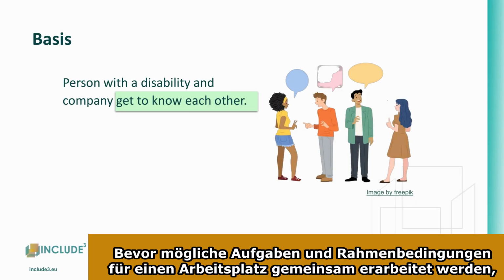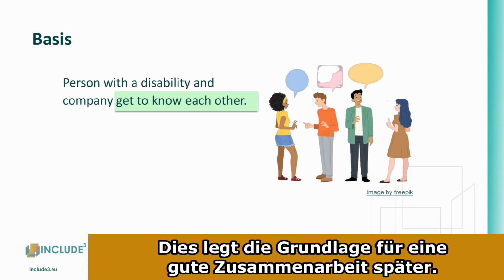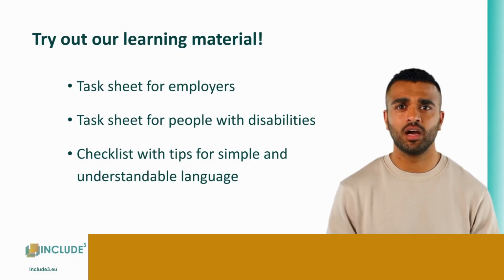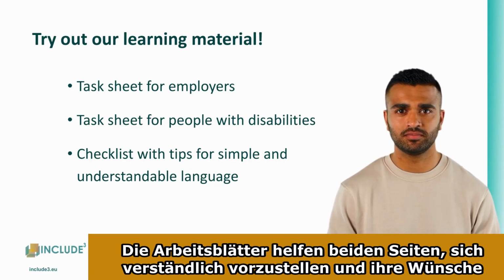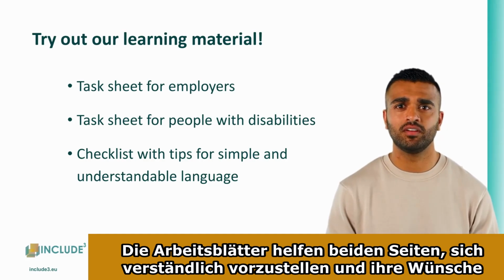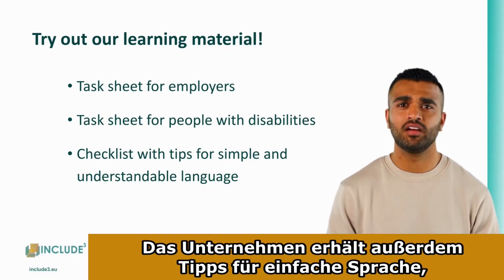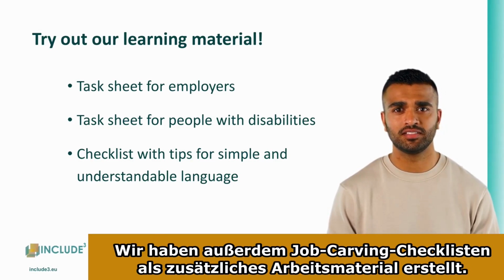How does it start? Before working together on possible tasks and environmental conditions for a job, the company and the person with a disability should first get to know each other. This lays the foundation for good cooperation later on. We have created 2 task sheets as initial working material. One task sheet is aimed at employers and one at people with disabilities. The task sheets help both sides to introduce themselves to each other in an understandable way and to formulate their wishes for the workplace. The company also receives tips for simple language that is understandable for people with cognitive disabilities.